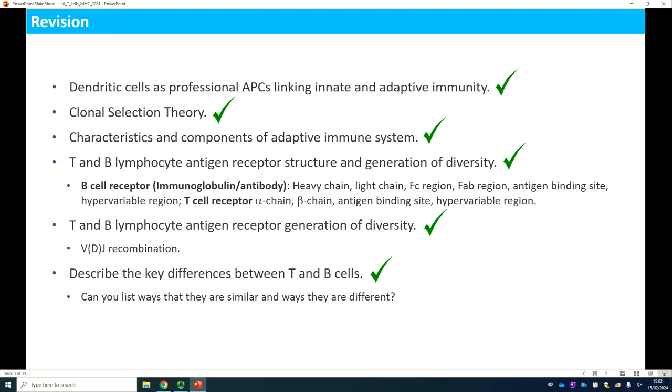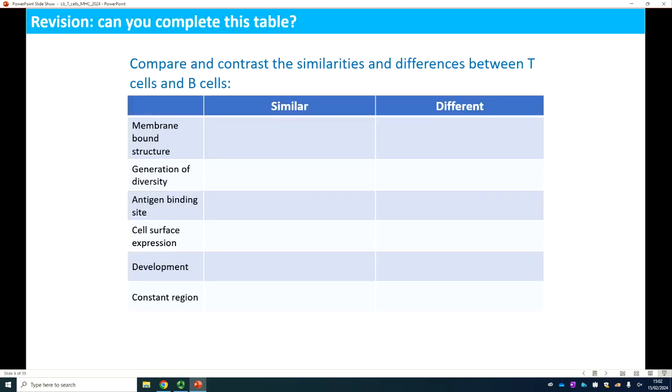It'll also be good if you could start to describe the key differences between the B cells and the T cells, and list ways in which they're similar, but also different. There's a little table here that you can start to populate as we go through these lectures, and just fill that out and test your knowledge on what we've been talking about over the last few lectures.